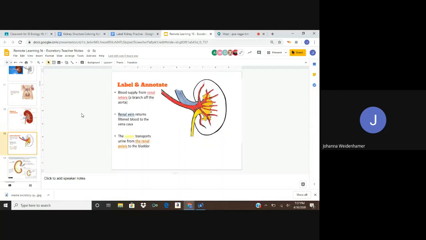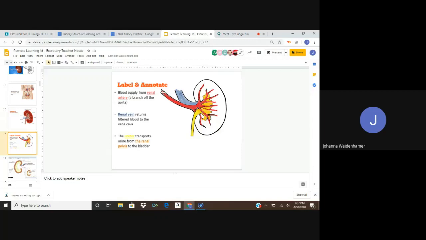So we're first going to take a look at the artery, the vein, and the ureter. So blood supply from the renal artery is going to be a branch off of the aorta. So there's going to be blood supply to the kidney. And you can think that, okay, this blood is now coming from the heart, so it's oxygenated. So you can see here the red is coming in and bringing oxygenated blood into the kidney. So this would be your renal artery.